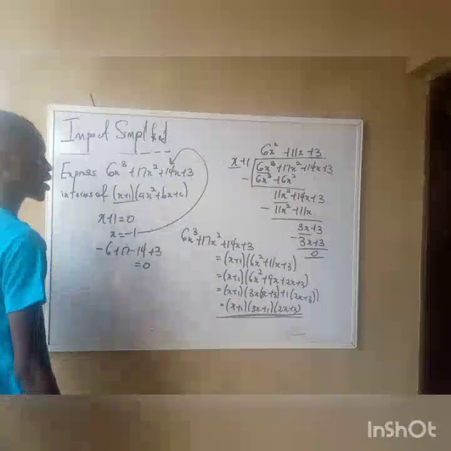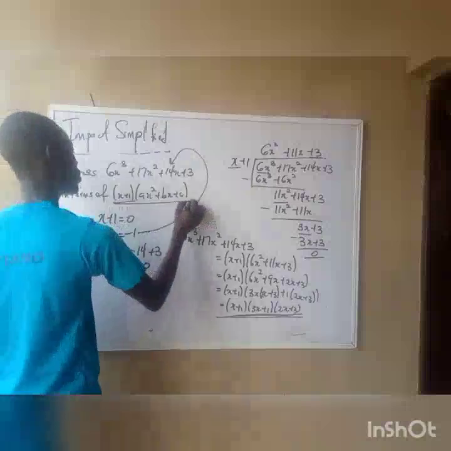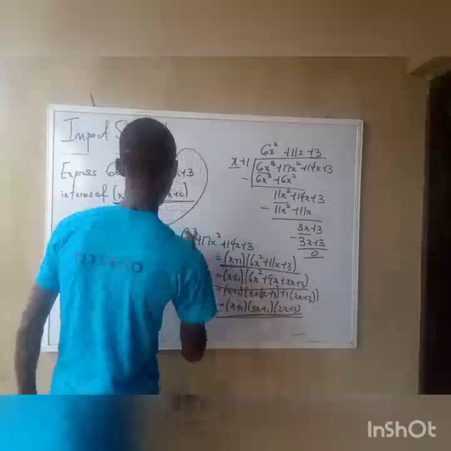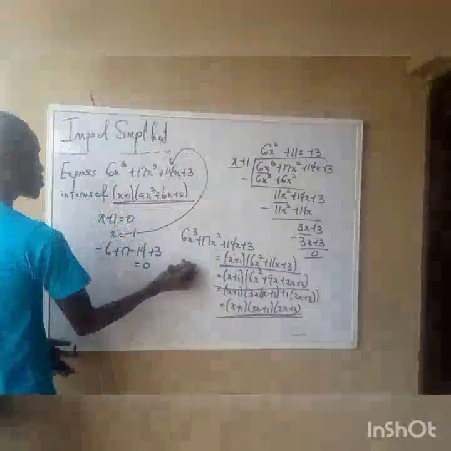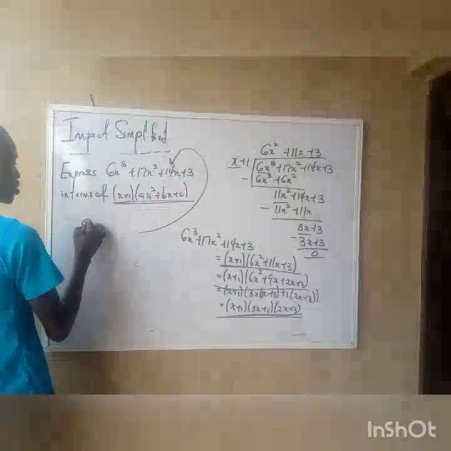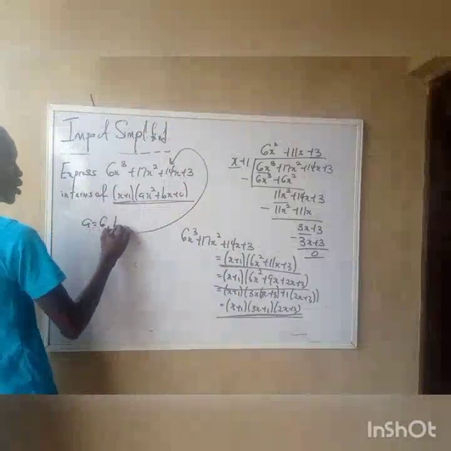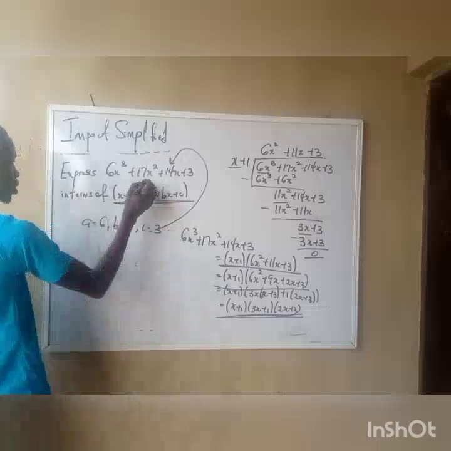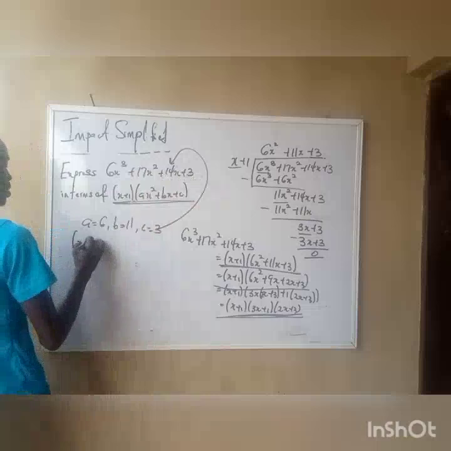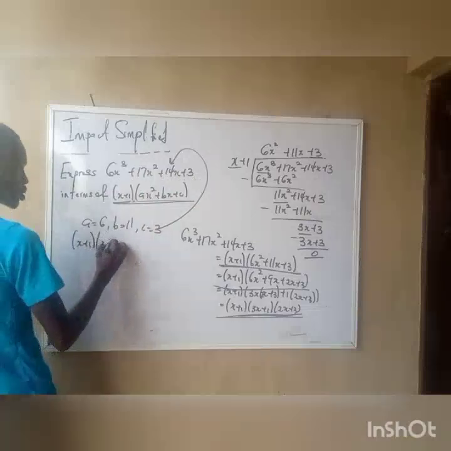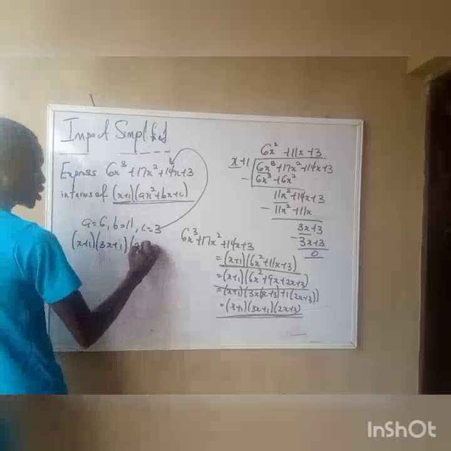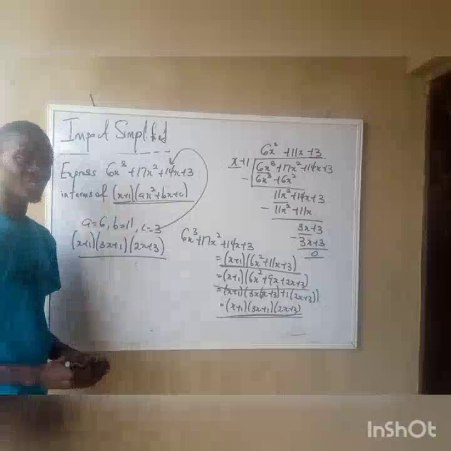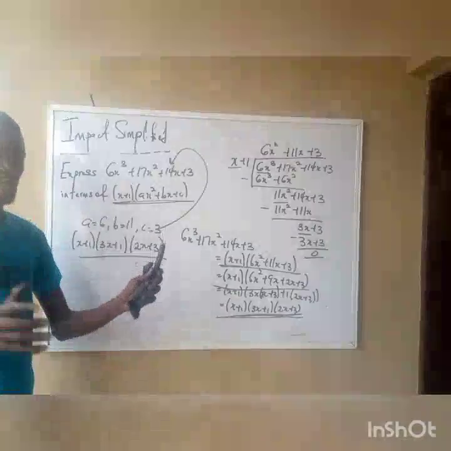But they said we should get the value of a and b. That means to get the value of a and b, we are going to compare this with the equation. So if you compare this with the equation, that means your a will give us 6, your b will give us 11, and our c will give us 3. But all this is being factorized as x plus 1 into 3x plus 1 into 2x plus 3. And that is the summary of polynomial.